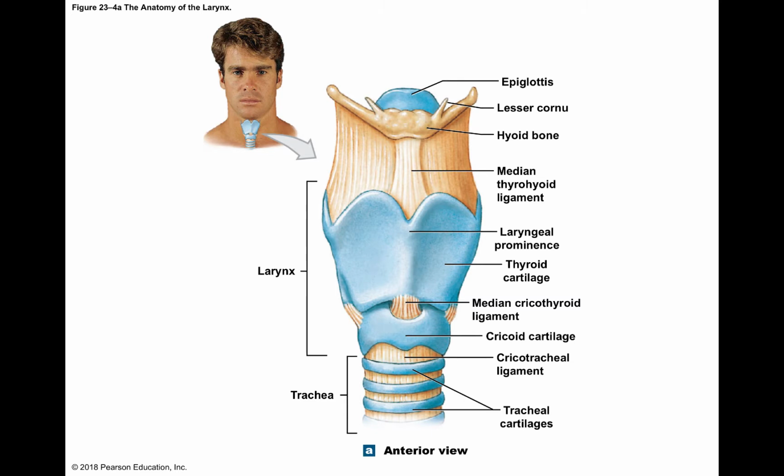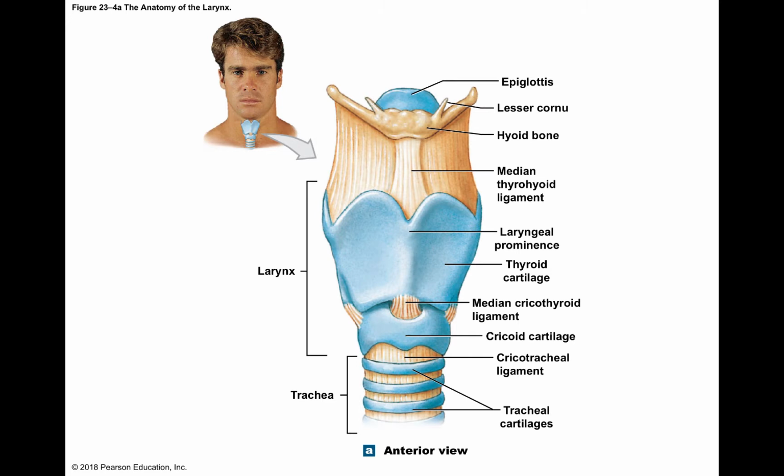And then right below that is another cartilage called the cricoid cartilage. And then below the cricoid cartilage starts the trachea. And there's other cartilages around the trachea. We've got the thyroid cartilage, the cricoid cartilage, and then up here is the epiglottis.